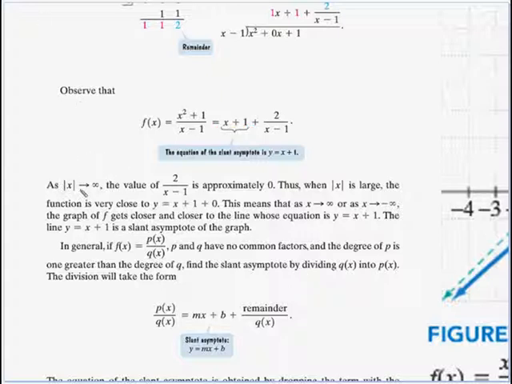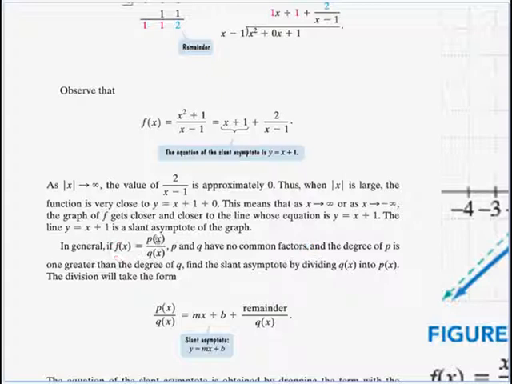So as the absolute value of x heads toward infinity, this remainder, 2 over x minus 1, becomes 2 divided by infinity, so it approaches 0. Thus, when the absolute value of x is large, the function is very close to the line y equals x plus 1 plus 0. This means that as x heads for positive or negative infinity, the graph of f gets closer and closer to the line whose equation is y equals x plus 1. The line y equals x plus 1 is a slant asymptote of the graph.